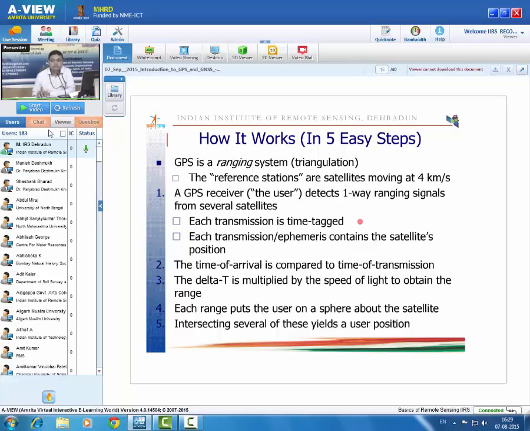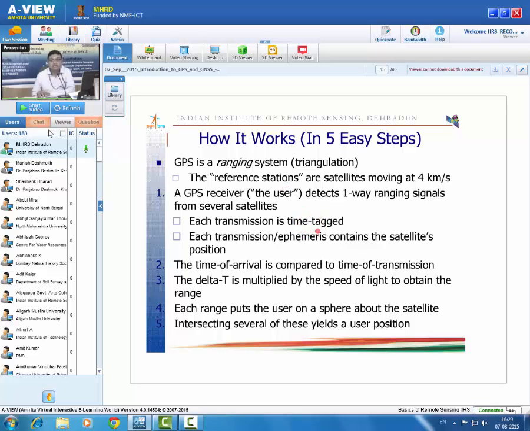The signal which is being received is time tagged. So when the signal starts from the GPS satellite, the time is there within the signal. Each signal consists of the transmission time and ephemeris data also, that is the coordinates of the satellites in the orbit. That is how they are acting as the reference stations. So the signal is time tagged.